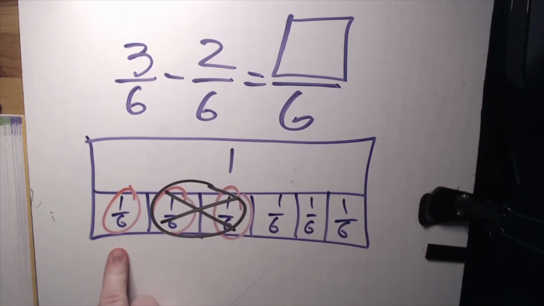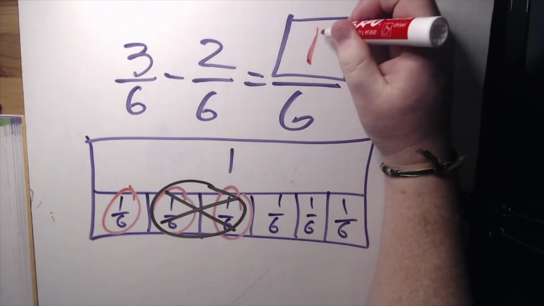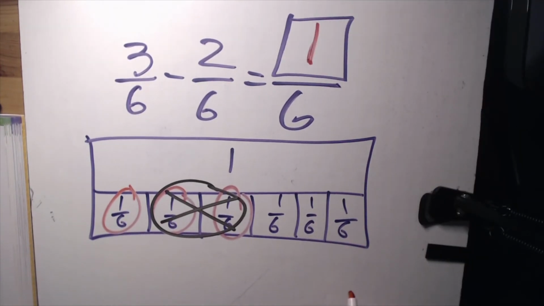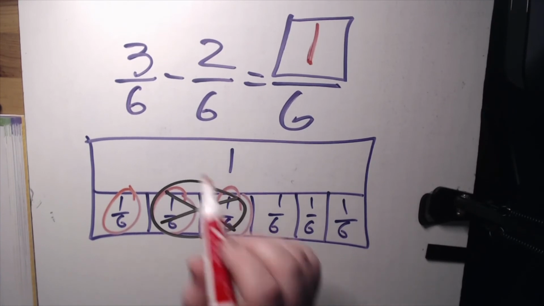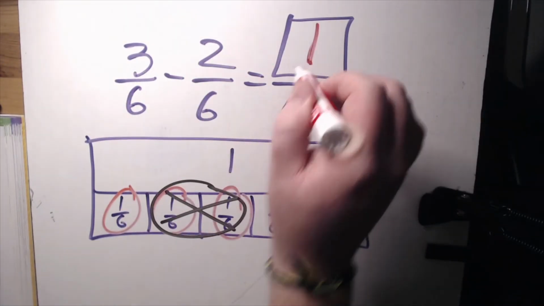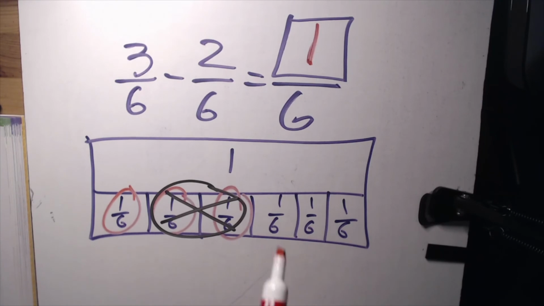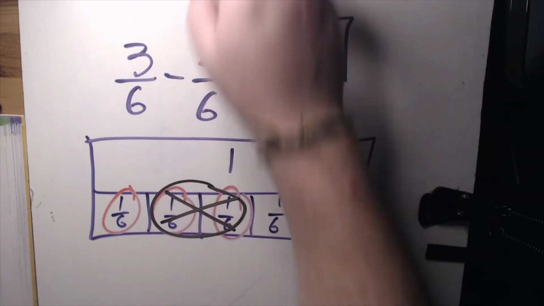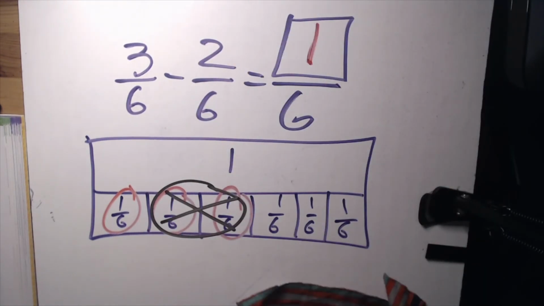So how many 6ths do we have left? We have 1/6 left. So 3/6 minus 2/6 equals 1/6. And we know 3 minus 2 equals 1. We don't change the denominator, which makes it 1/6. Just like that, we just did another problem. Congratulations, everyone. You're sticking with me. I know we can do this. Let's go ahead and do another problem.